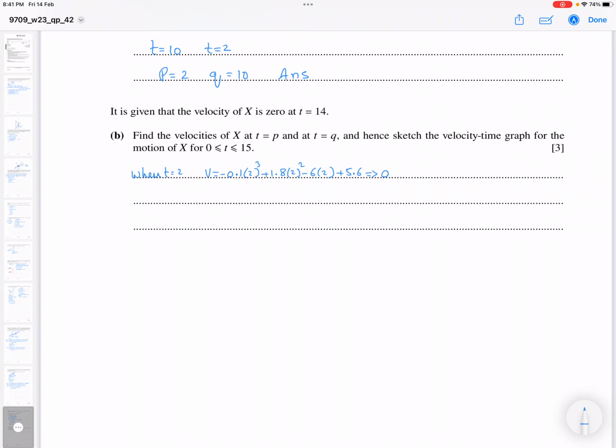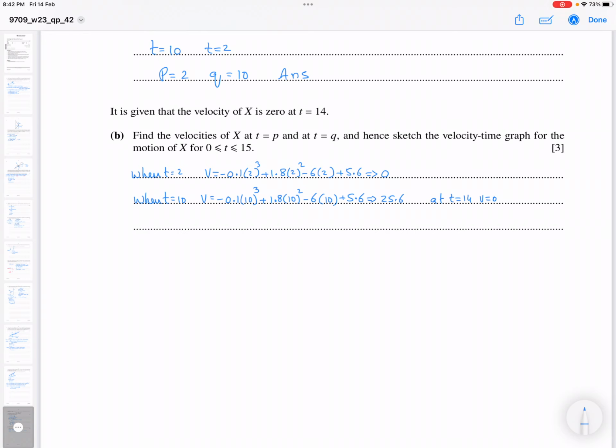And when t is equal to 10, v equals, you put 10 in t in the velocity equation, and this gives you 25.6. We know that velocity at t equals 14 is 0. At t is equal to 14, v is equal to 0, which is given in the question.